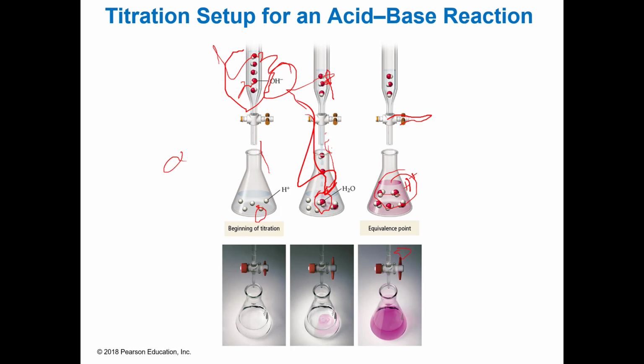You have the titrant, the hydroxide in the burette, known concentration, the acid in the Erlenmeyer, unknown concentration. At the beginning of the titration, it's colorless because the indicator is colorless in an acidic solution. You start adding hydroxide ion to the flask, and that converts to water.